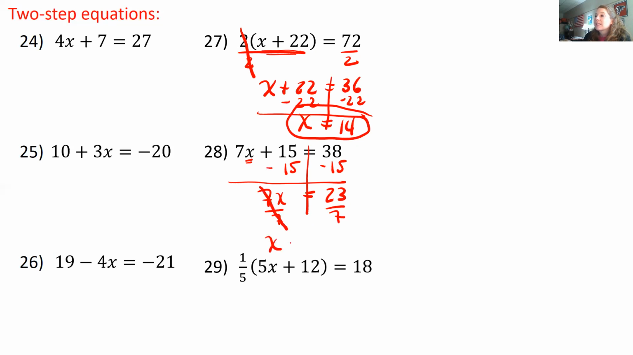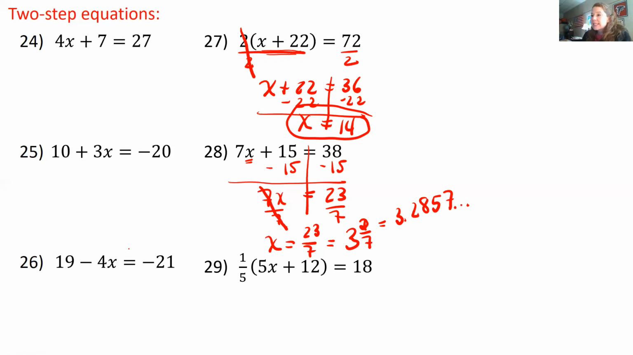So we can either leave it as 23 over 7, or we could say 7 goes into 23 3 times with 2 left over. 3 and 2 over 7, or we could write our decimal. 23 over 7 is 3.2857. It goes on and on and on. Okay, so you don't always get whole numbers, right?